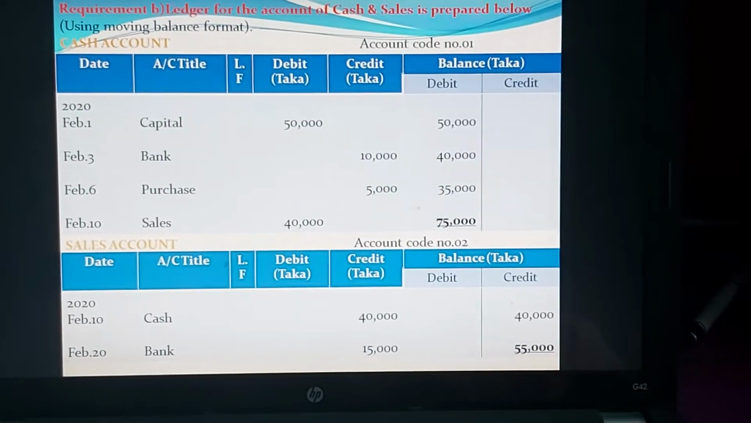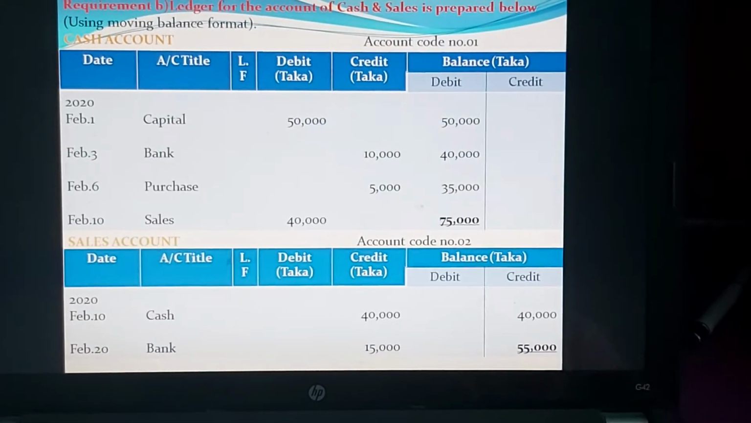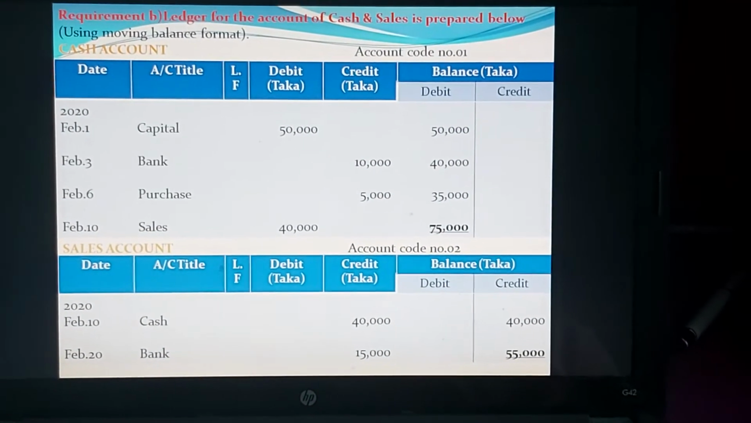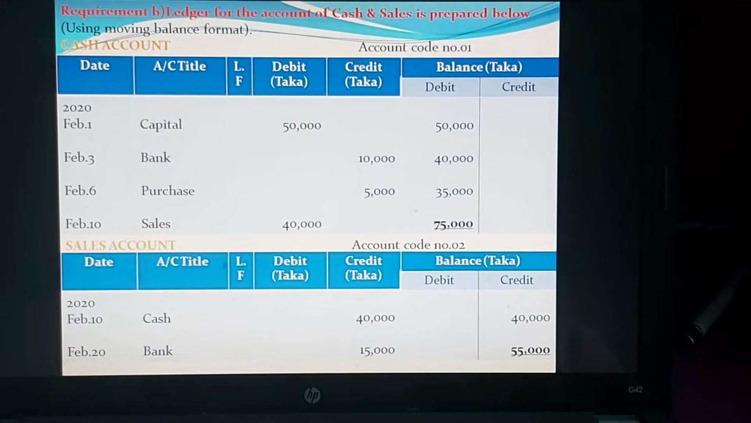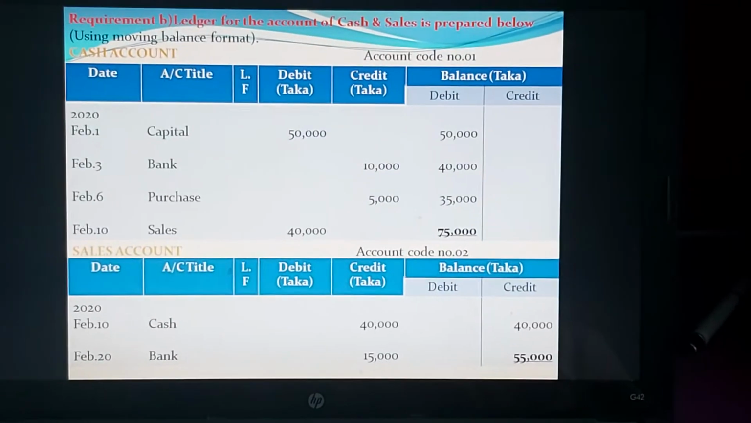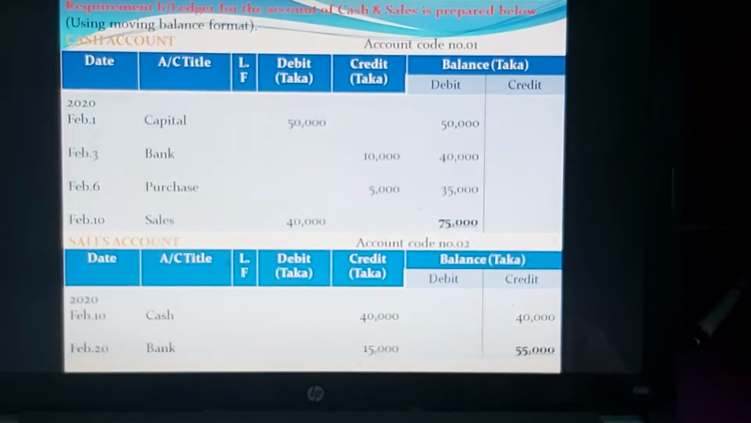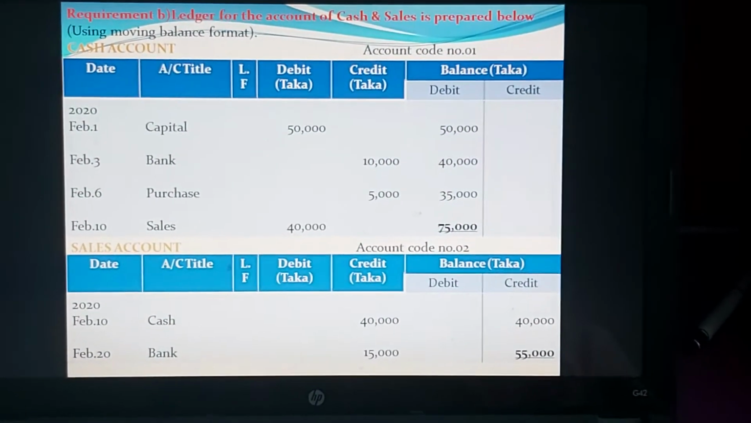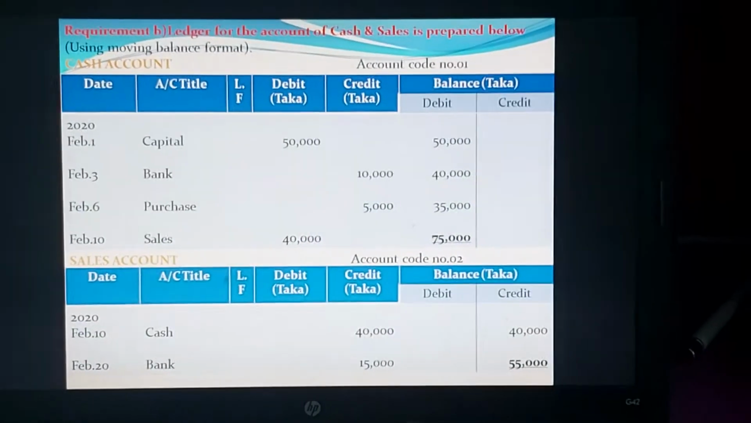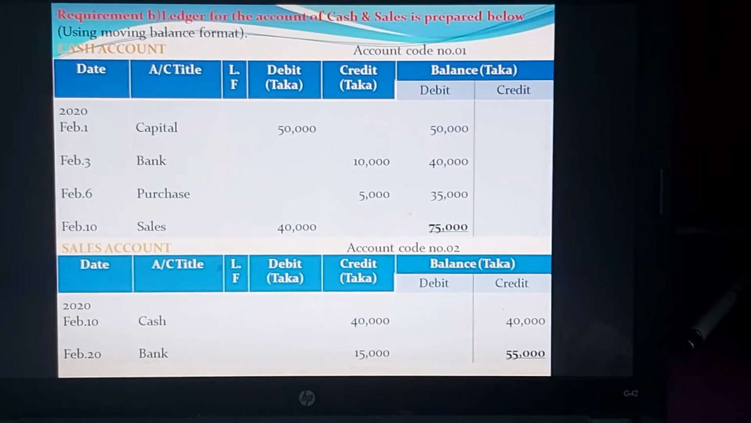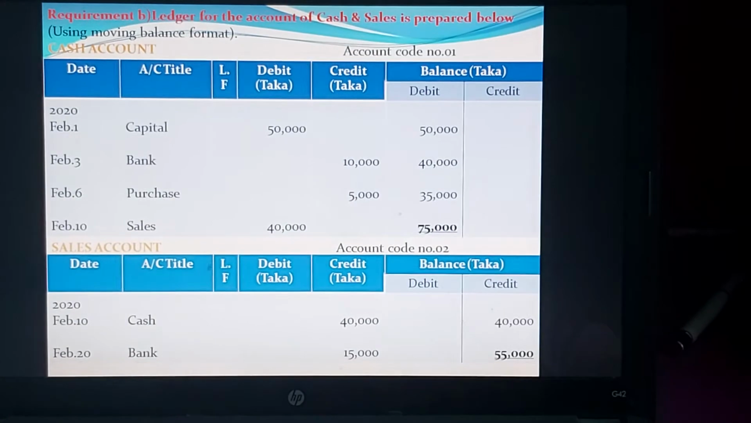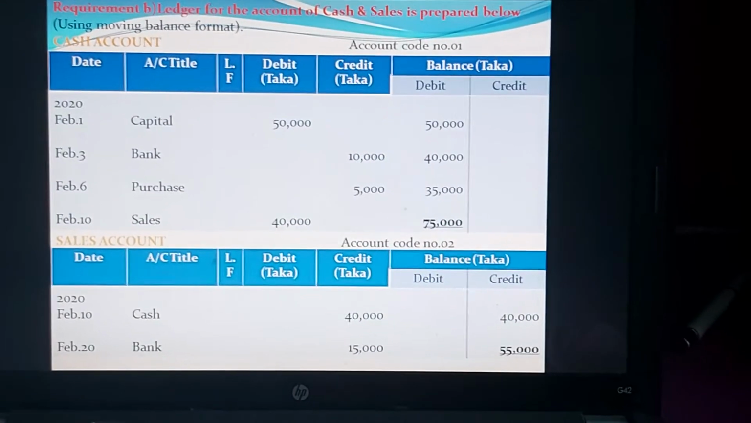Okay, dear students, you can go to the next ledger, sales account. I think you have drawn it. Same formats are available. At first, you have to go to the journal. Which transactions are available or related to the sales account?